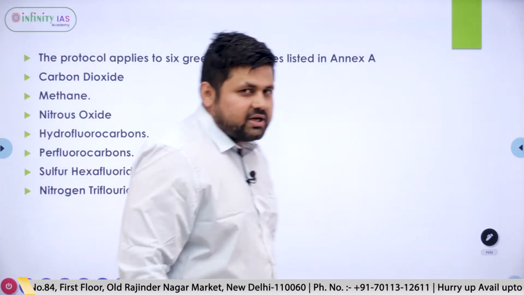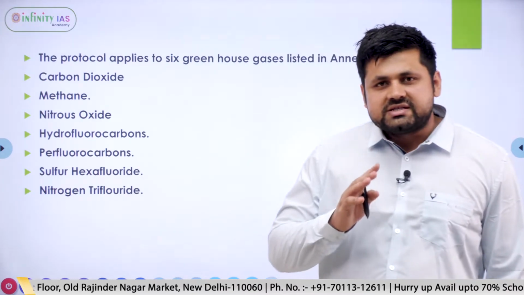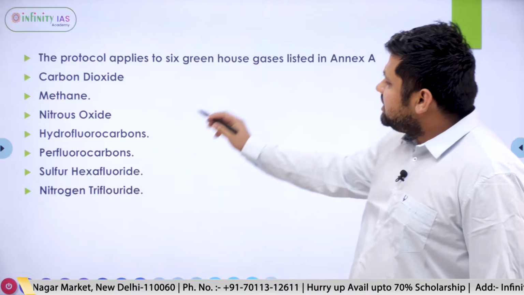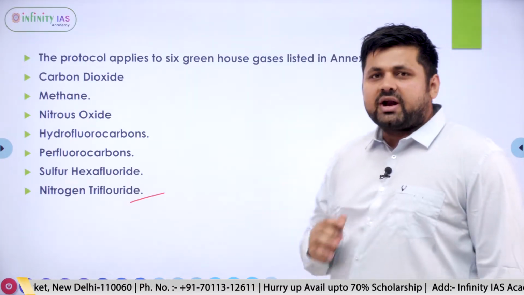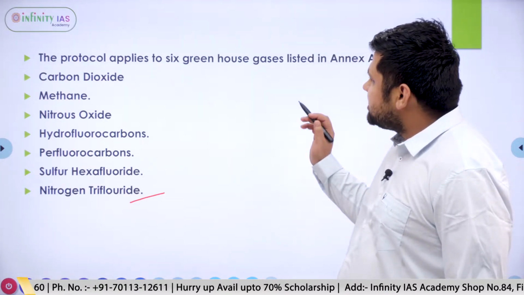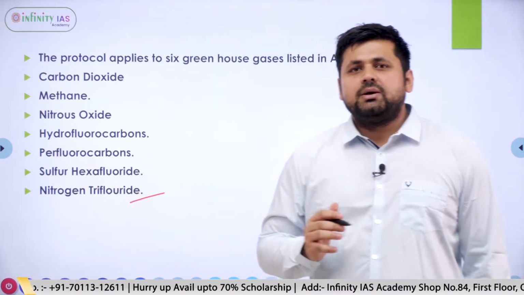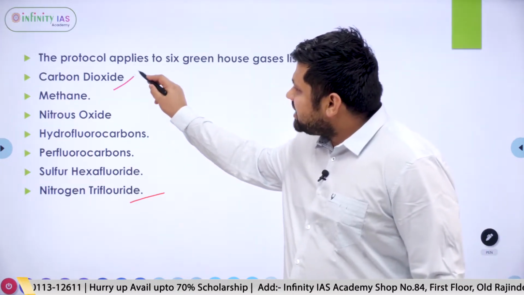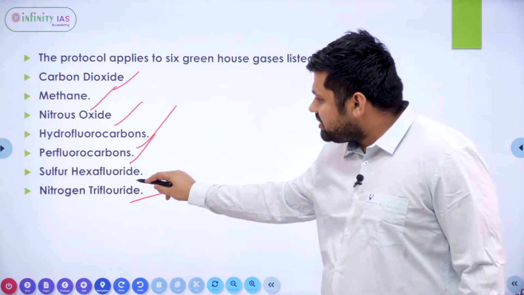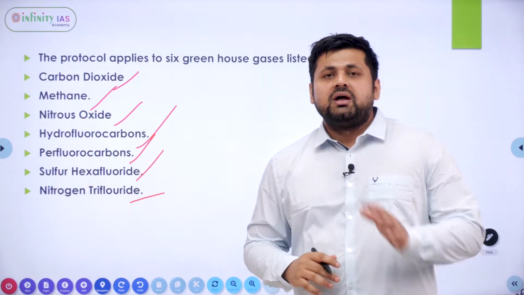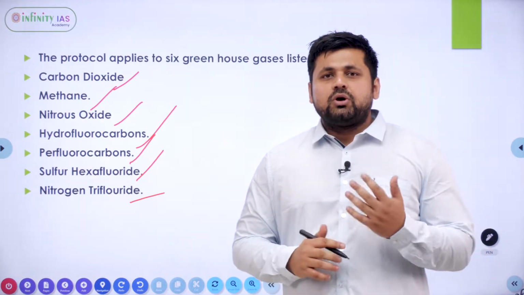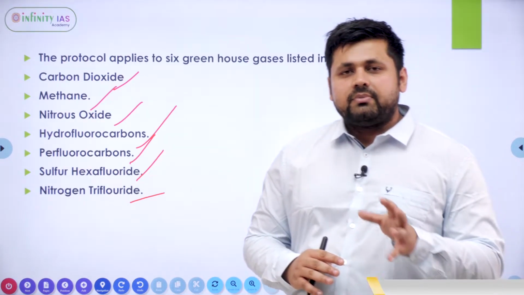Now, this protocol, it applies to a total of 7 greenhouse gases. Here I have listed the 7 greenhouse gases. The 7th one, that is the nitrogen trifluoride, it was added after the Doha Amendment. Now, the first 6 greenhouse gases to which the protocol applies are carbon dioxide, methane, nitrous oxide, hydrofluorocarbons, perfluorocarbons, and sulfur hexafluoride.